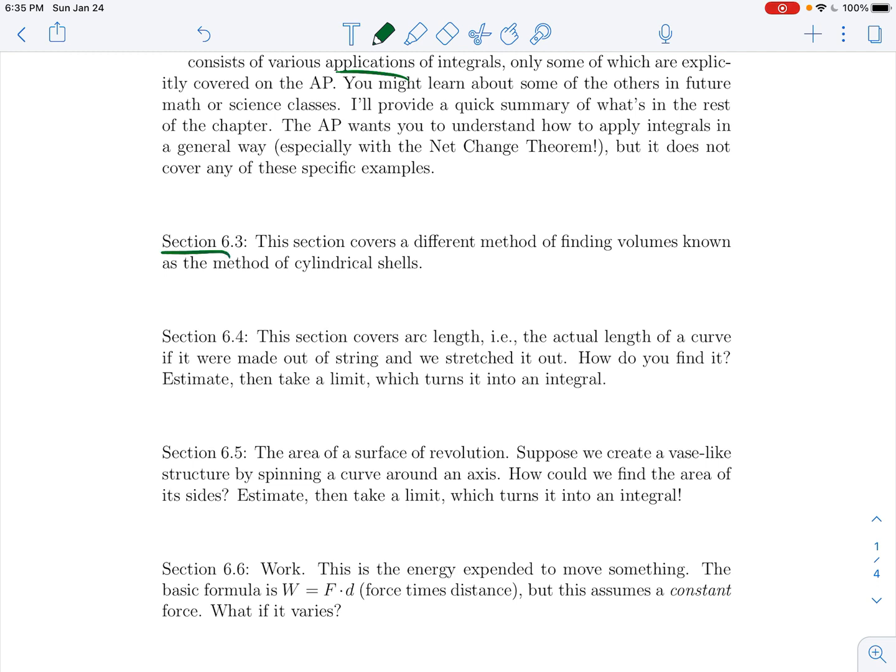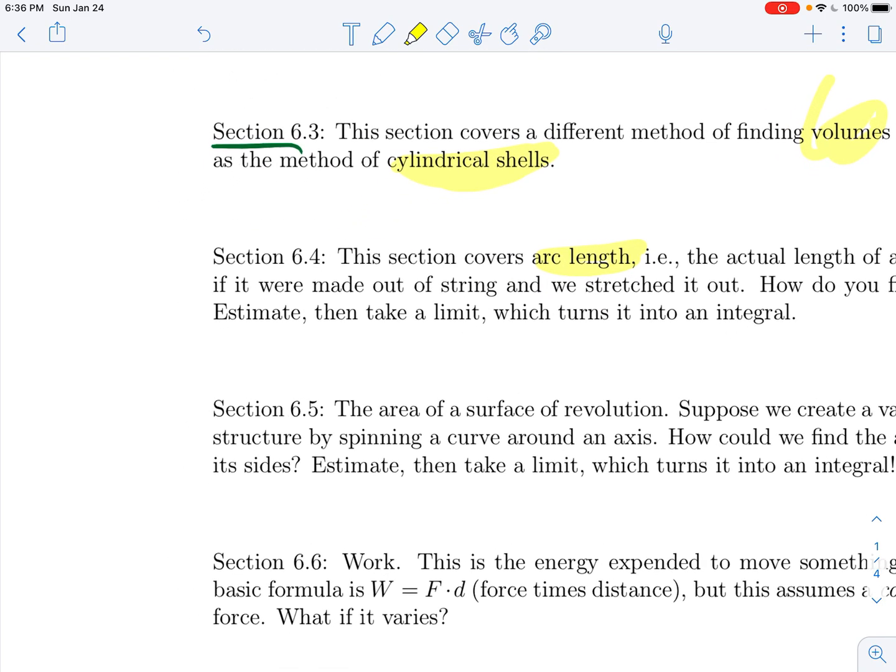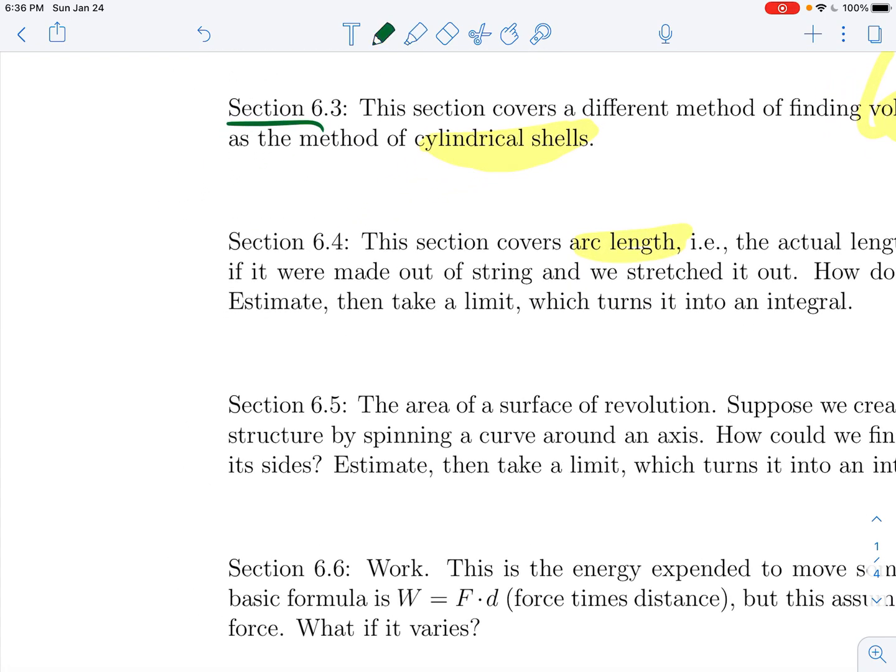So 6.3 is a different way of finding volumes called the method of cylindrical shells. So we've talked about the disk and washer methods. There's another way of slicing up round things in a different kind of fashion that can also help you find volumes. Section 6.4 is about arc length. So arc length is asking, like, literally how long is some function's graph.